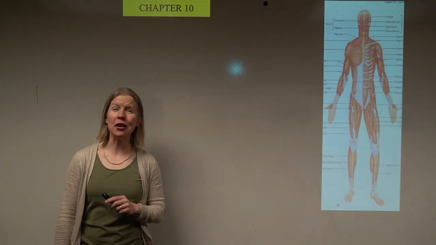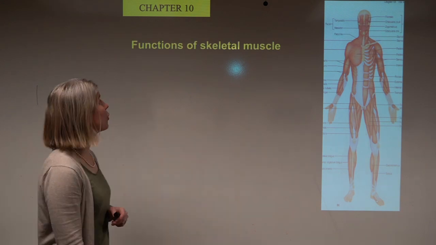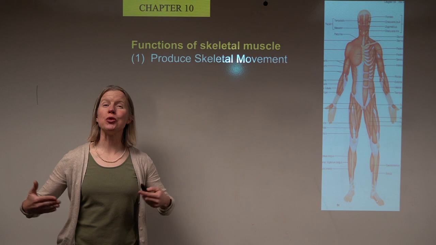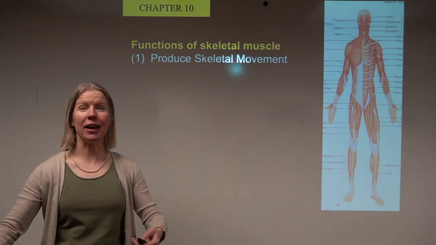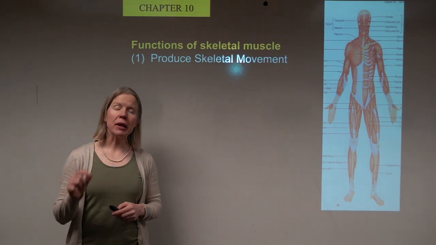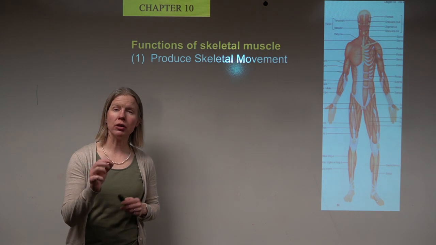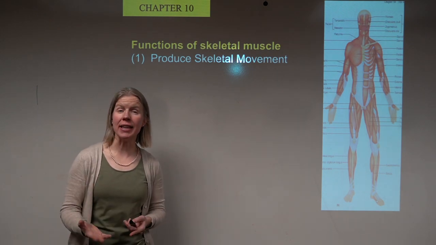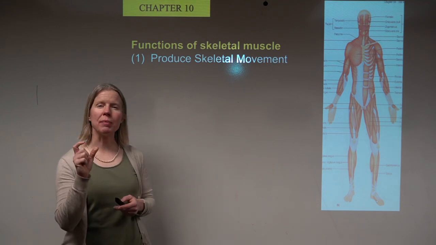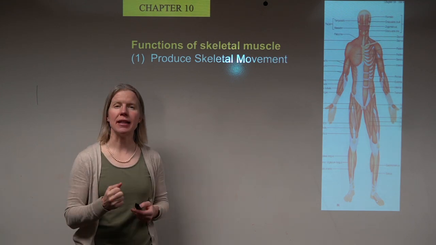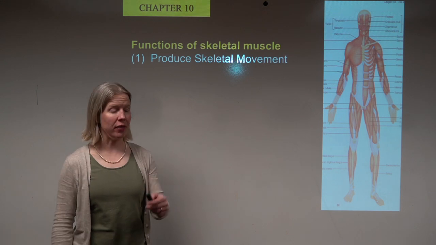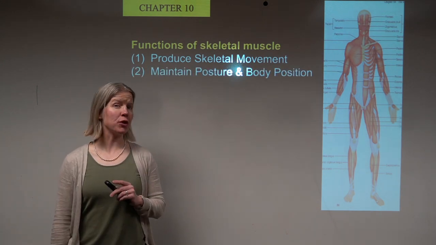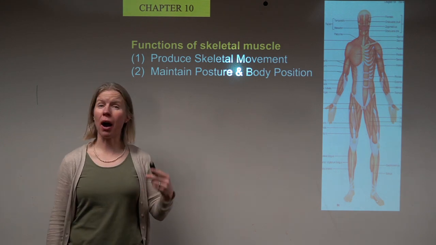And so we have a big long list of the functions of skeletal muscle. The first one is perhaps the most obvious, right? That we're producing movement of the body, of the skeleton. And this is because skeletal muscle is all going to be attached through connective tissue, things like tendons, to bone. And when muscle contracts, when it shortens, it pulls on that bone, and that's how we get movement of the skeleton.